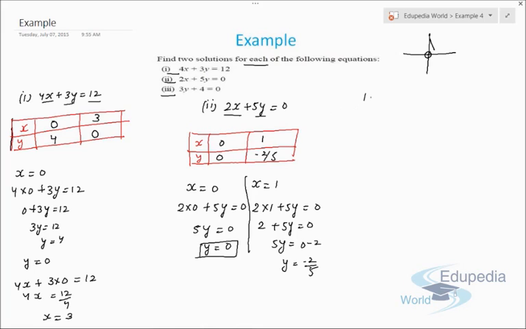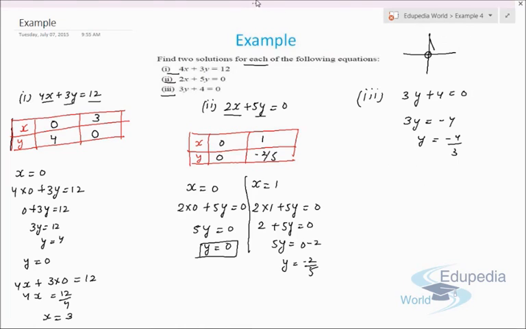Now the third equation is 3y plus 4 equals 0. Now this equation is not a linear equation in two variables, so we cannot have two solutions. What we can do is solve this equation directly. We can write this equation as 3y equals minus 4 and y equals minus 4 by 3. So we are getting y equals minus 4 by 3.